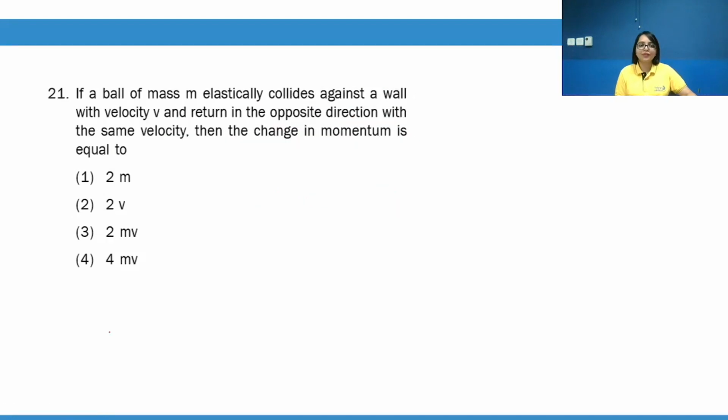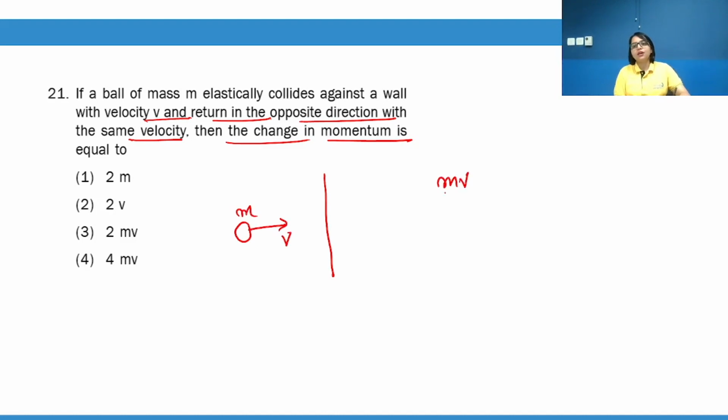Question number 21. If a ball of mass m elastically collides against a wall with a velocity v and returns in the opposite direction with the same velocity, what is the change in momentum? So this is the wall. Initial momentum will be mv. Final momentum will be minus mv, because it is changing its direction, and momentum is a vector quantity. So change in momentum, final minus initial, will be minus mv minus mv, so it is minus 2mv. So magnitude of change in momentum will be 2mv, which is option 3.